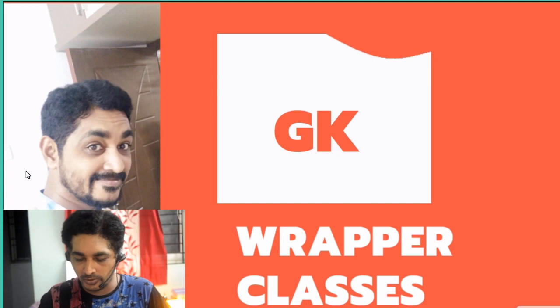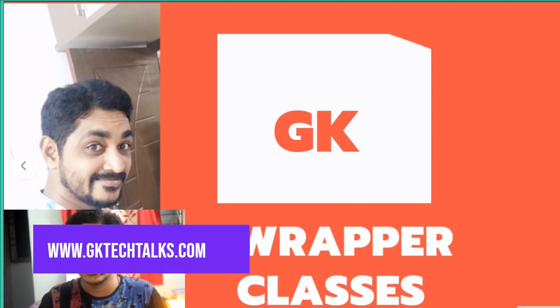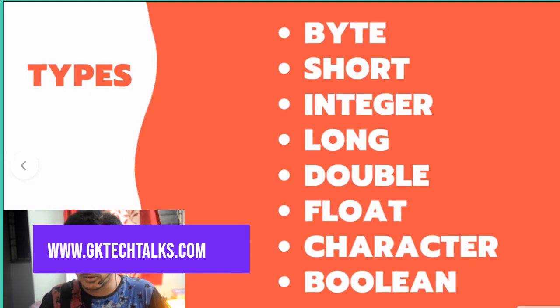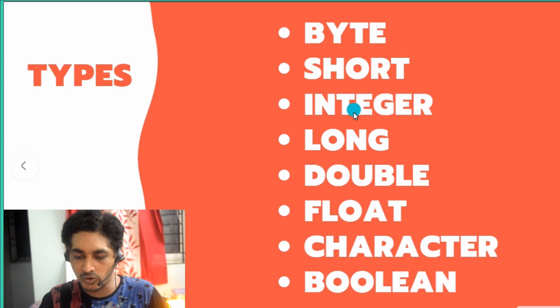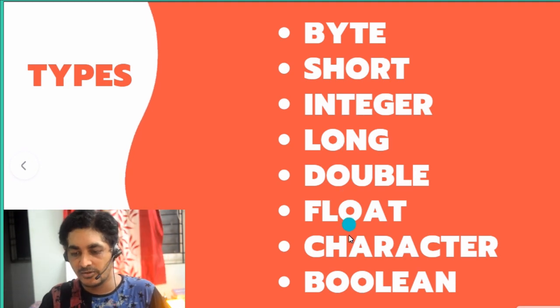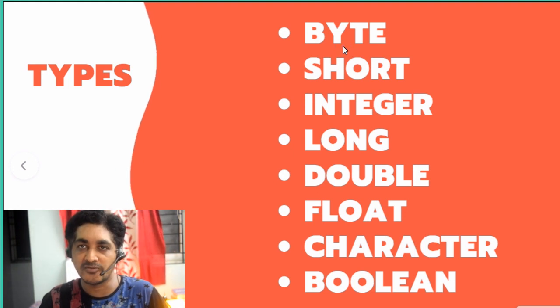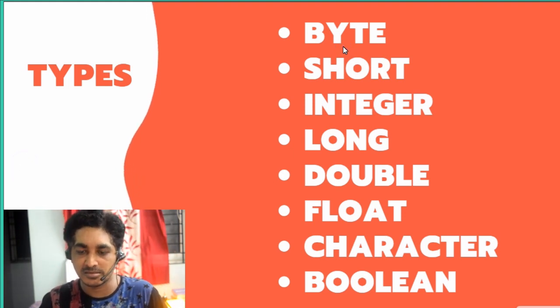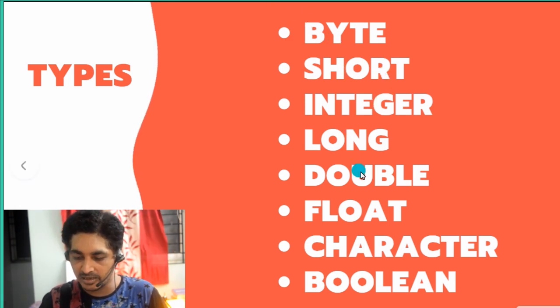The theoretical part, and then we'll go through the practical part. Okay, so wrapper classes. First we'll start with what are the different types of wrapper classes available. Byte, short, integer, long, double, float, character and boolean. For each and every primitive data type there is an object form, that is nothing but a wrapper class. Everything is available: byte, short, integer, long, double, float, character and boolean.